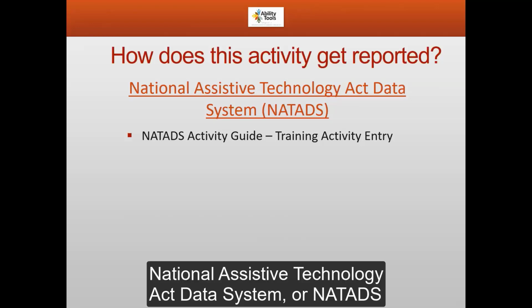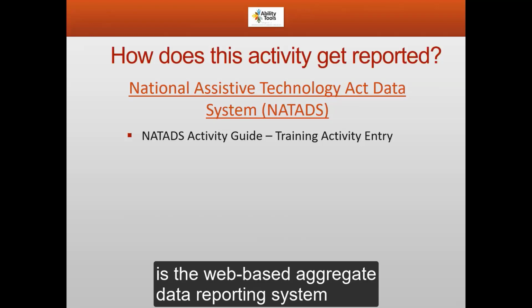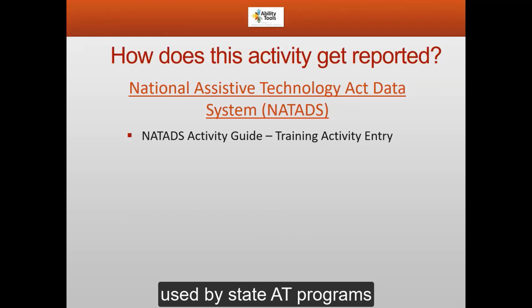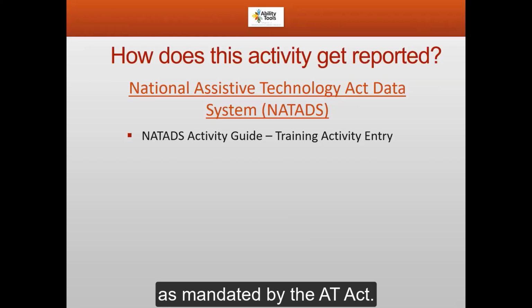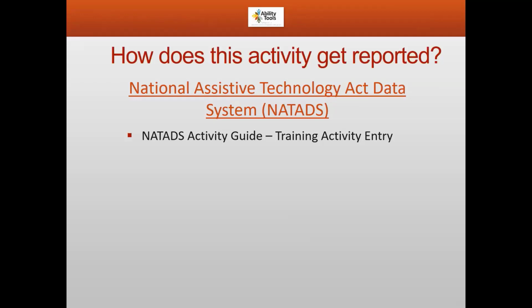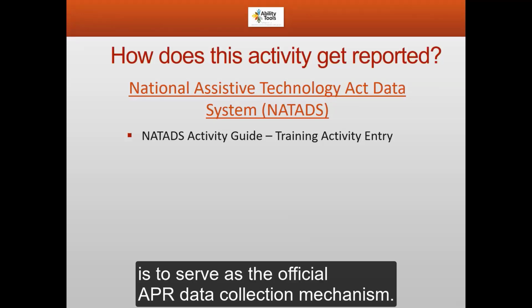National Assistive Technology Act Data System, or NATADS, is the web-based aggregate data reporting system used by state AT programs to submit the required data elements of the APR as mandated by the AT Act. NATADS' primary purpose is to serve as the official APR data collection mechanism.